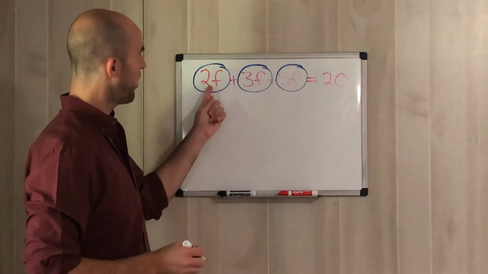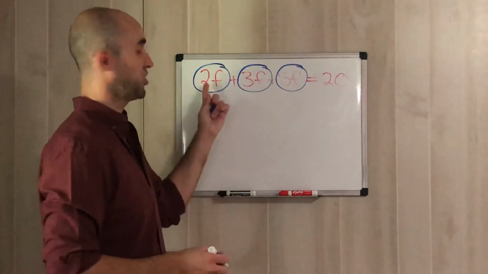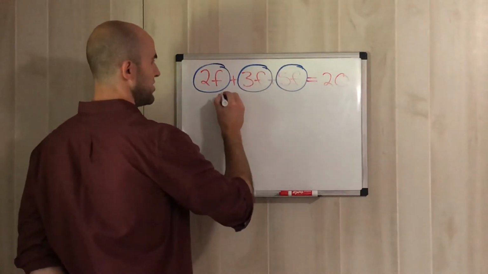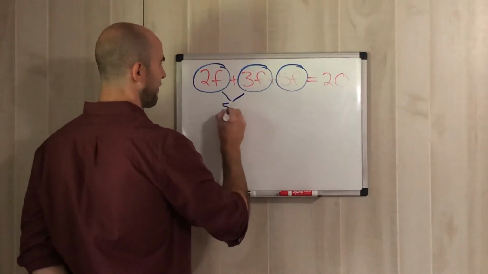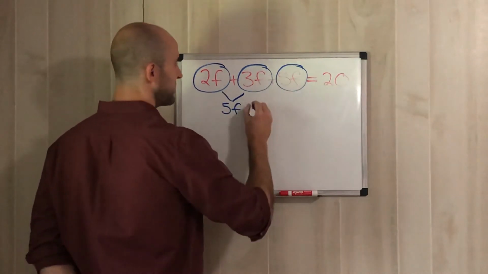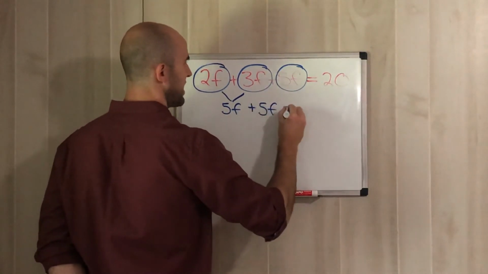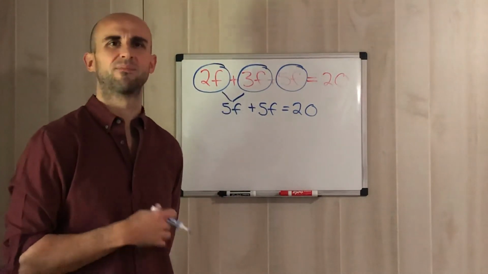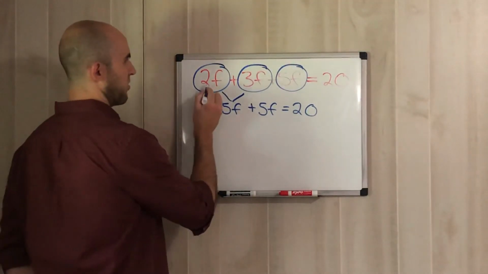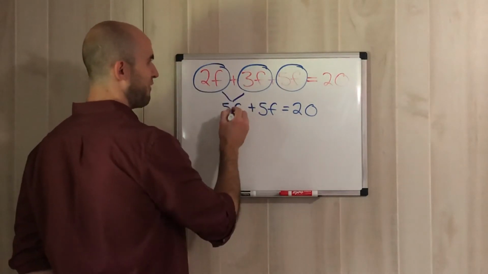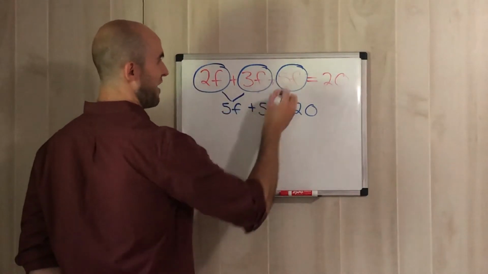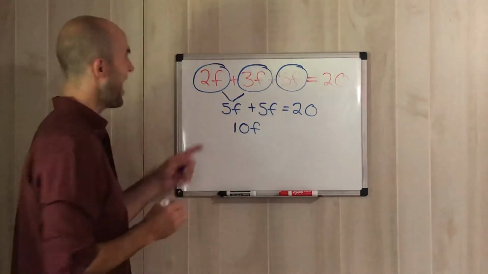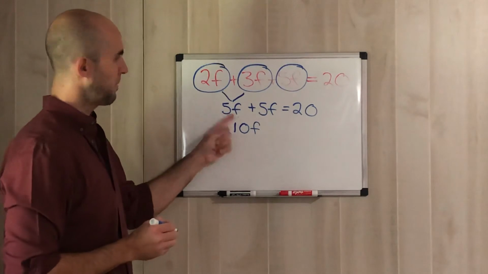We know that 2f and 3f, so if we have 2f's and we have another 3f's, we have 5f's there, right? So that gives us 5f, right? Plus 5f there equals 20. And again, you can do all this at the same time. I'm just showing you this way. So again, we knew that 2f plus 3f was 5f, right? 5f plus another 5f is 10f, right? Because all we have is combining like terms.